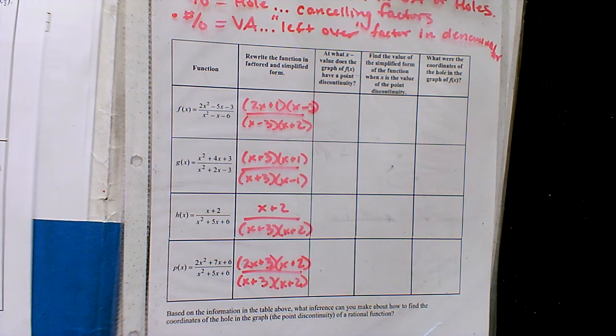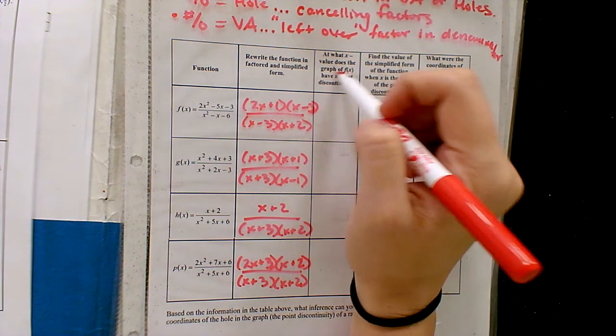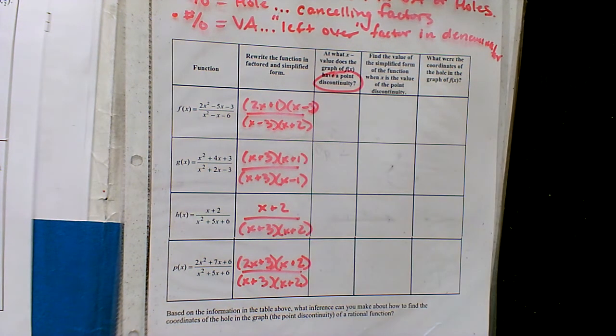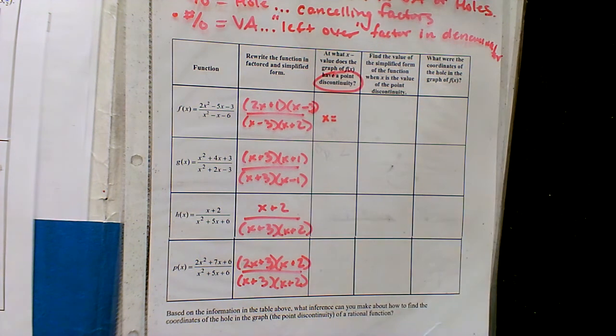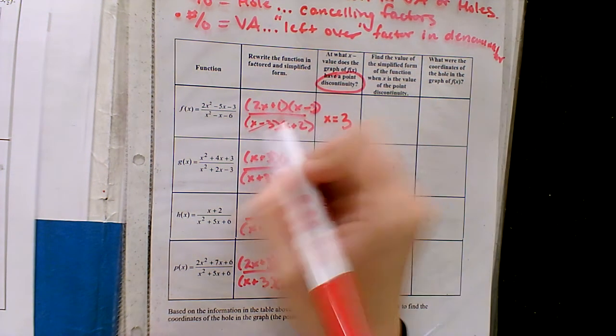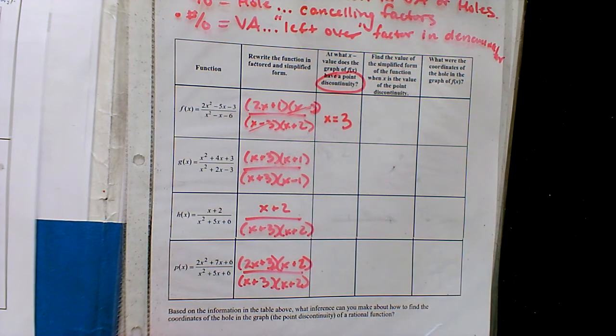So based off these factors, can we identify a spot where we have a hole? I know up top it says point discontinuity, but that just means the same vocabulary term as a hole. Can we find an x value? Go, Caitlin? 3, there we go. All right, so x minus 3 factors cancel, so the solution from those factors is the location of our hole.